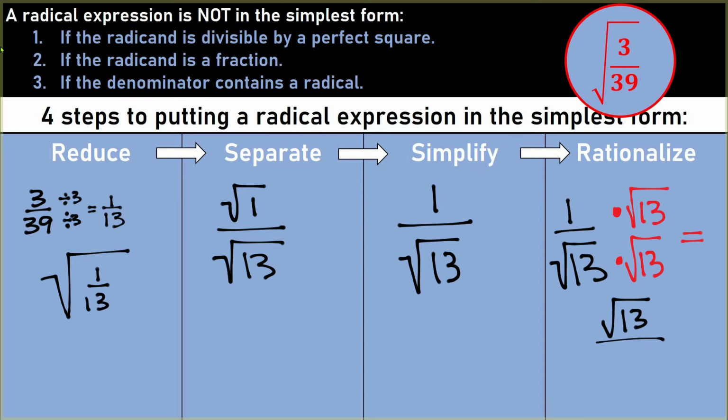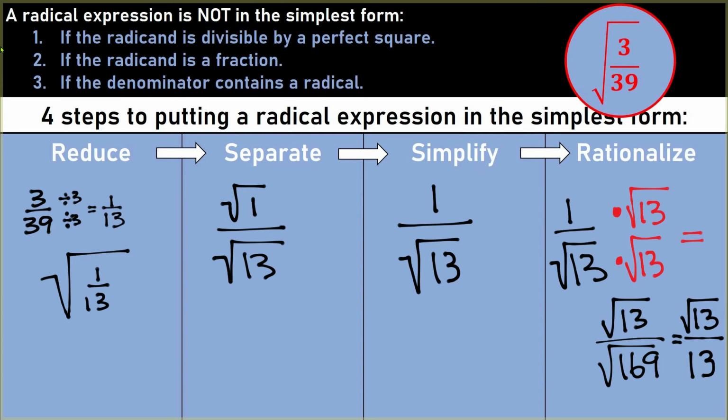And in the denominator, the square root of 13 times the square root of 13 equals the square root of 169. And like I said, if we multiply a radicand by itself, we will get a perfect square radicand. And 169 is a perfect square. So now I'm going to simplify that part of the problem. In the numerator, I still have the square root of 13, but in the denominator, the actual value of the square root of 169 is 13.